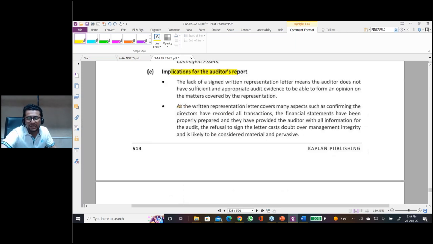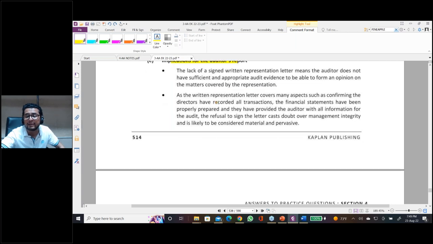So now read this paragraph. This is extremely important. As the written representation letter covers many aspects, such as confirming the directors have recorded all transactions and the financial statements have been properly prepared, and they have provided the auditor with all information for the audit, the refusal to sign the letter casts doubt over the management integrity and is likely to be considered material and pervasive, because this is an extremely important issue and the management is disowning it and they are not cooperating at all. I doubt everything they have provided. So that is why this lack of evidence would be considered as material and pervasive. So I will go for the disclaimer of opinion.